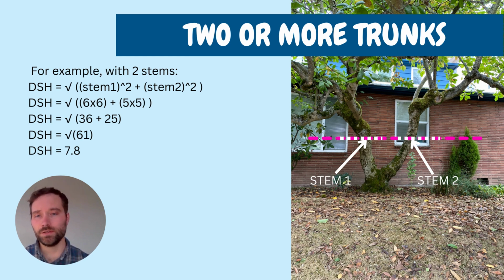And for this, the equation is diameter at standard height equals the square root of stem 1 squared plus stem 2 squared. So if we assume in this situation that stem 1 is 6 inches, 6 times 6, and then stem 2 is 5 inches, plus 5 times 5. That would equal 36 plus 25. And then we're looking for the square root of 61, which gives us a diameter at standard height of 7.8.